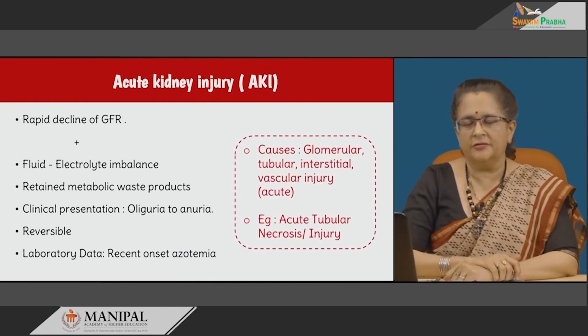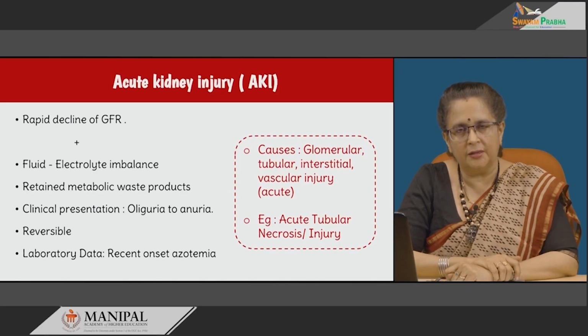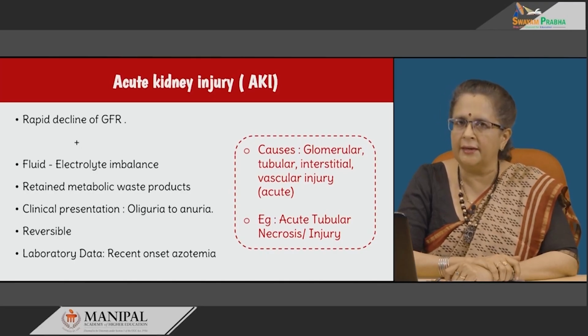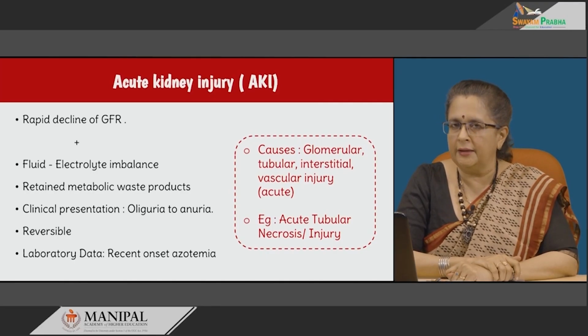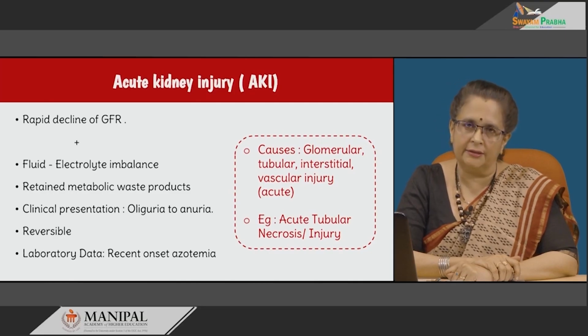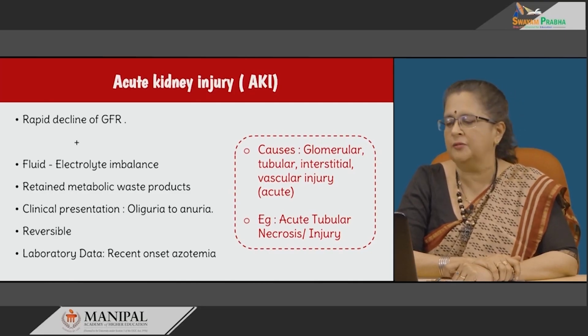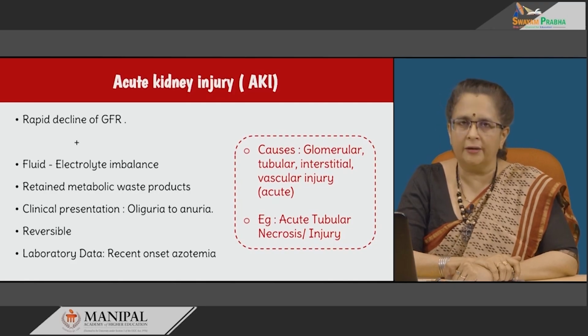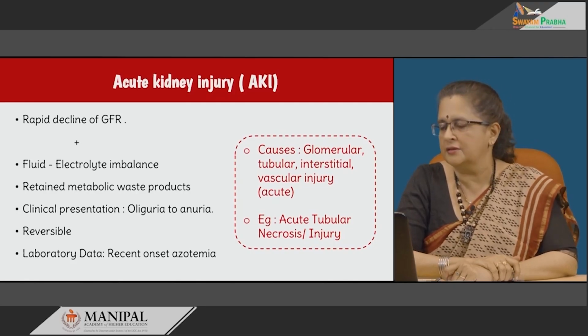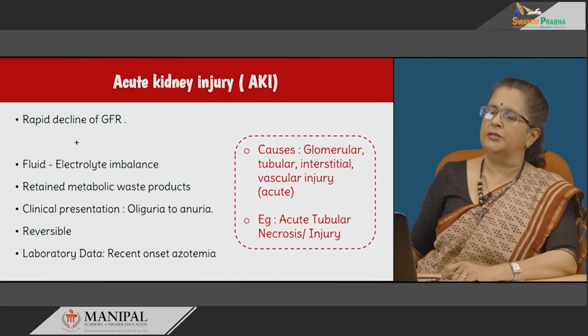So what are the causes for this? These could be glomerular, tubular, interstitial, vascular. Basically any compartment can be affected in acute kidney injury, or any compartment may be responsible for this. The most important of all these is acute tubular necrosis, also known as acute tubular injury.